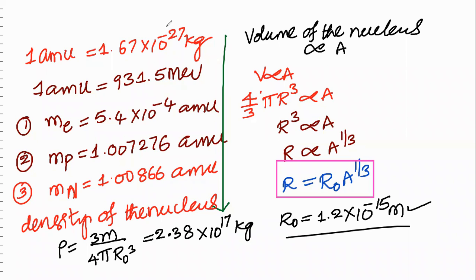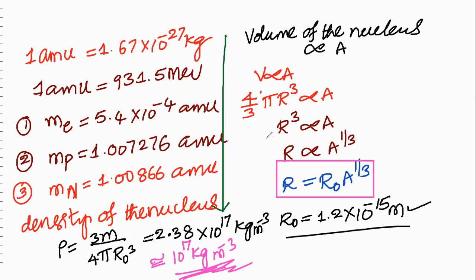In the previous CET, they have asked what is the order of the nuclear density. The order of the nuclear density is 10 power 17, we have to write. The nuclear density is in the order of 10 power 17 kg per meter cube. This is the order of nuclear density we'll take.